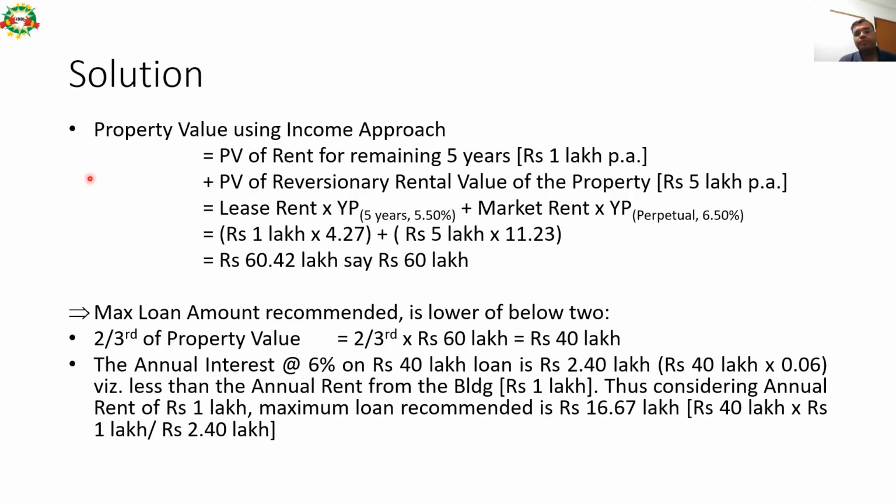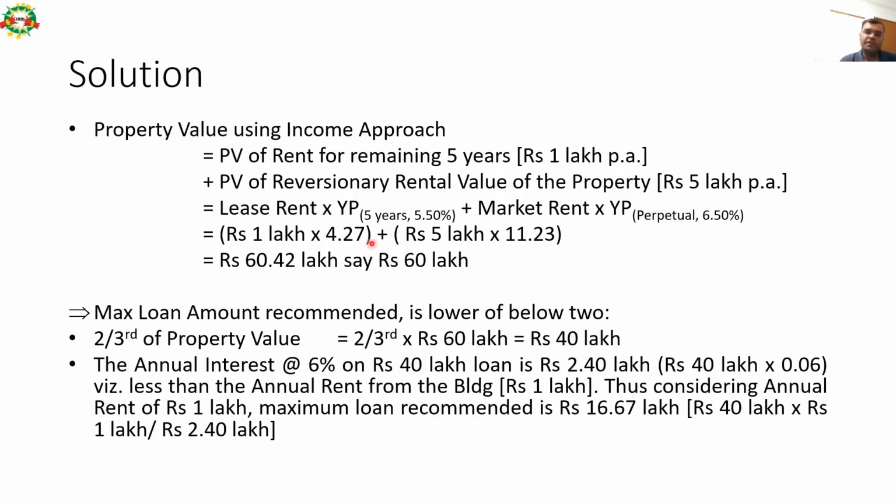So as we know how to calculate the value of a property using the income approach, the property value in this case will be equal to the present value of rent for the remaining 5 years, which is 1 lakh rupees per annum, plus the present value of the reversionary rental value of the property which we are going to get after expiry of 5 years, that is 5 lakh rupees per annum. So annual lease rent multiplied by year purchase for 5 years at 5.5%, which is given in the question. We multiply 1 lakh into 4.27.